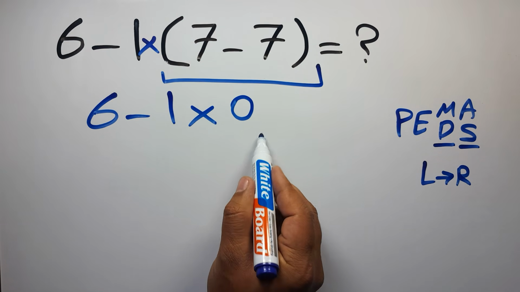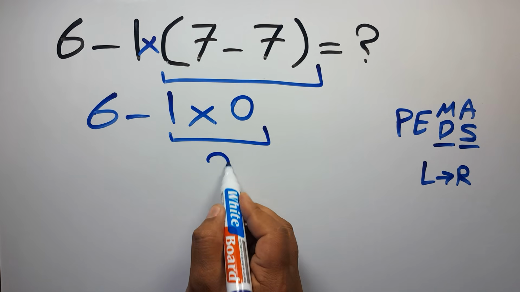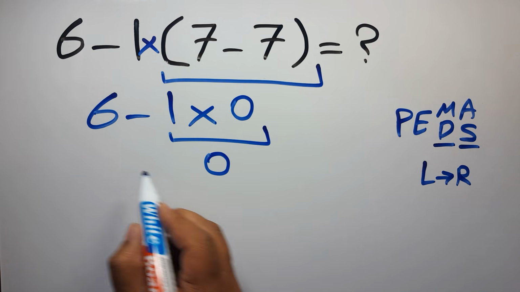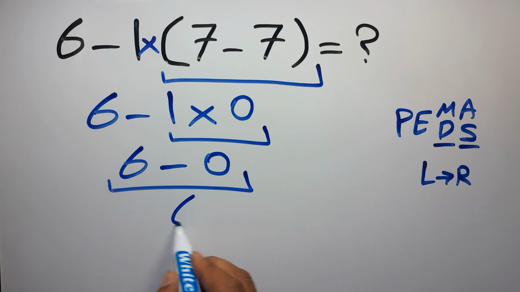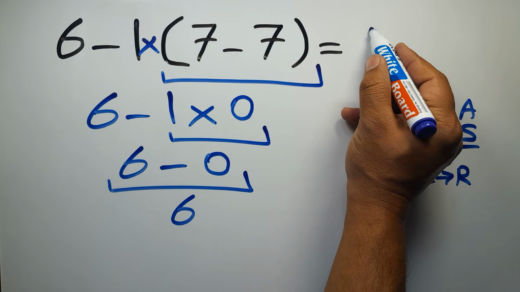1 times 0 is just 0. So 6 minus 0, which equals 6. And this is our final answer to this problem. The correct answer is 6.